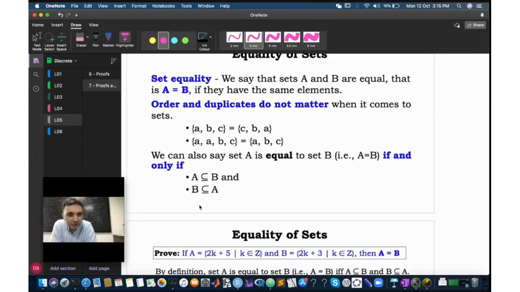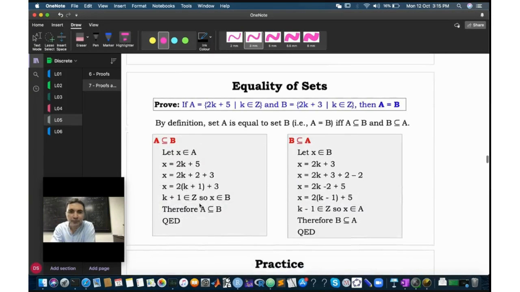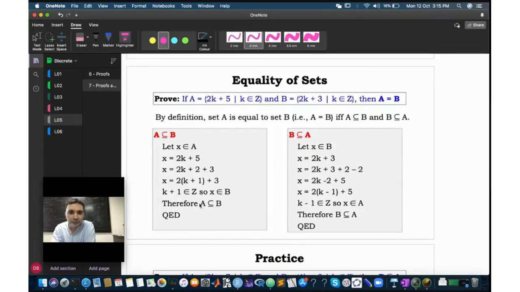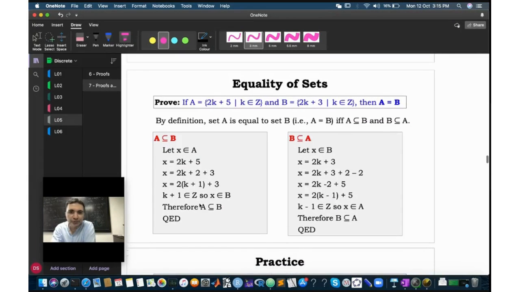You prove that A is a subset of B, and you prove that B is a subset of A. If you prove both of these statements, then you are done. It proves that A is equal to B. This is usually how we prove that two sets are equal. Okay, so here's a practice example. A is a set which is 2k plus 5 and B is a set which is 2k plus 3, and we need to show that A and B are the same set.